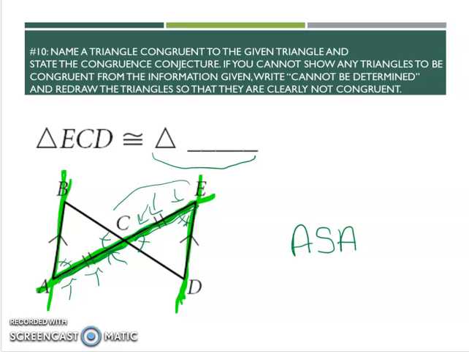So they said ECD. So I need to start at the angle that's congruent to E, which is A over here. And then I'm going to go to C because that's the direction they went. And then we're going to end at B. And that's that triangle congruence conjecture and name.